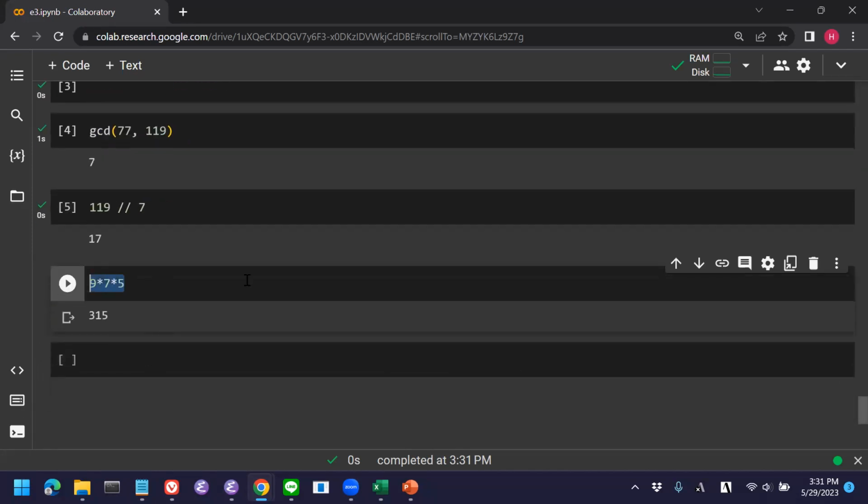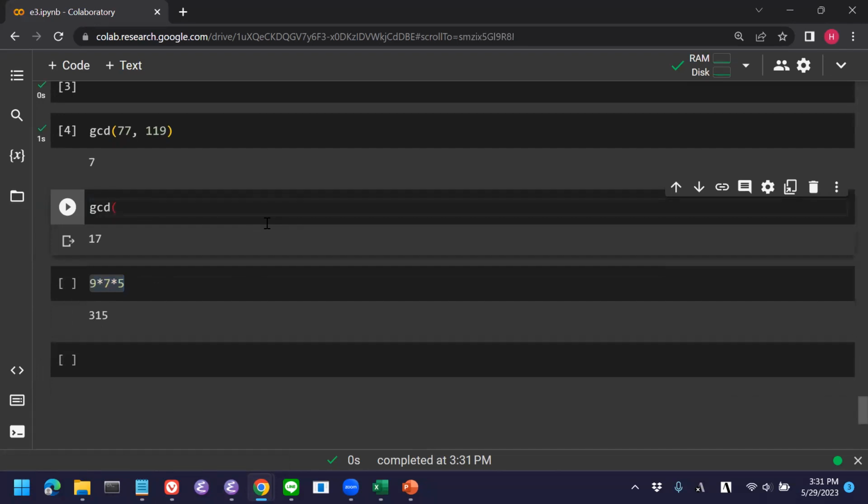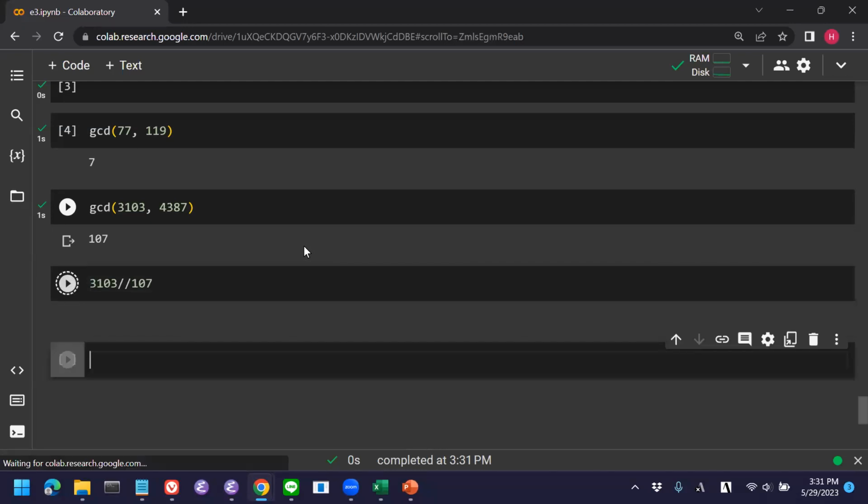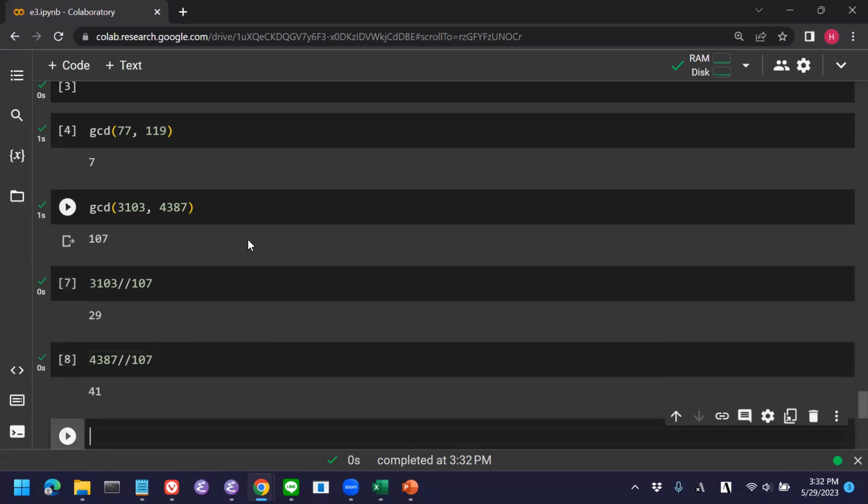Likewise, what we get is GCD of 3,103 and 4387. Simple, 107. Okay, let's check. 3,103 is 107 times 29, another prime. 4387 divided by 107 is 41. So it's a very complex prime number factorization. Maybe the best way to find the answer by hand is to use Euclid's algorithm. I hope you know Euclid's method. Okay, so what is the LCM of both?